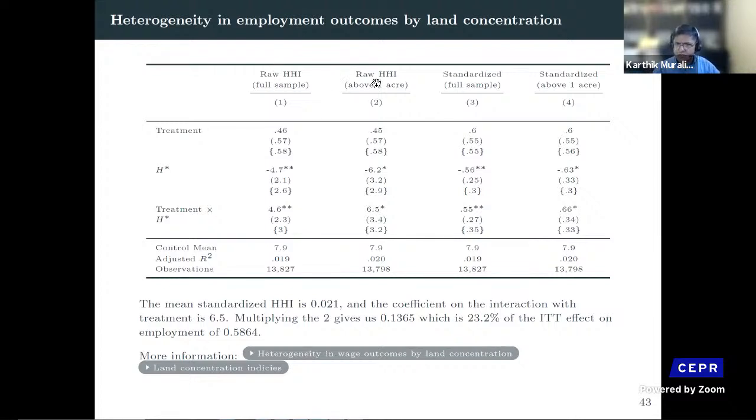This is the raw Herfindahl, and this is standardized, so this can be interpreted as 1 standard deviation. And then if you interact the treatment with this measure of land concentration, it is significantly positive. In standard deviation terms, this is basically saying that for a 1 standard deviation increase in land concentration, you got an extra 0.5 days of private employment in the treated areas. Obviously, this is an interaction test, so it's not a direct test, but it's consistent with employer market power, because the sharp test is what happens to employment. If it's perfectly competitive labor markets, then you should expect that this should be negative.